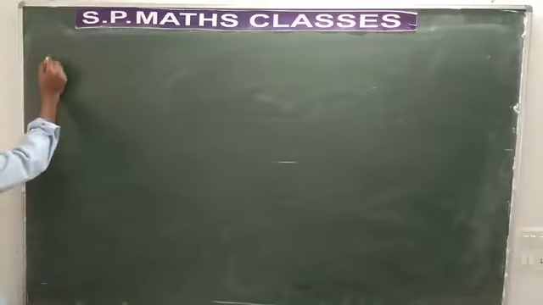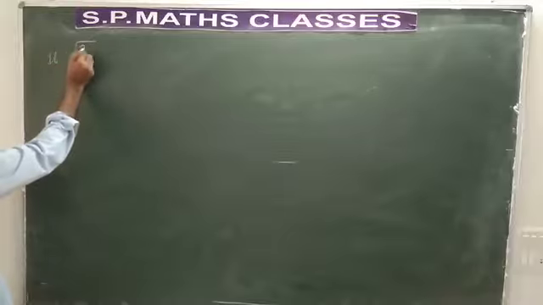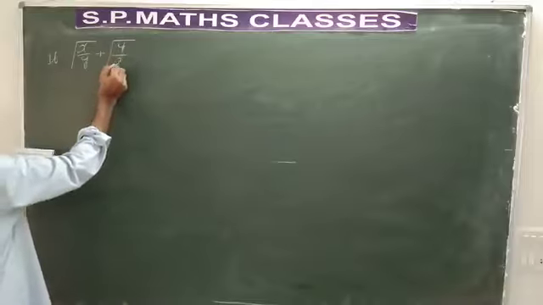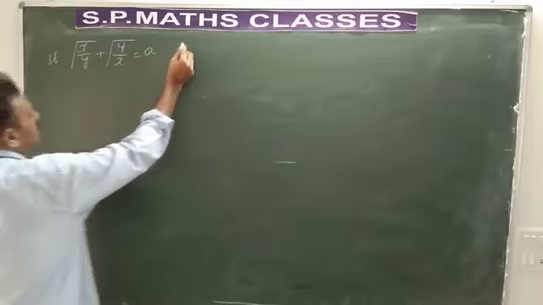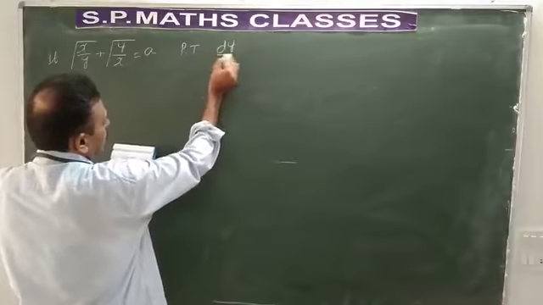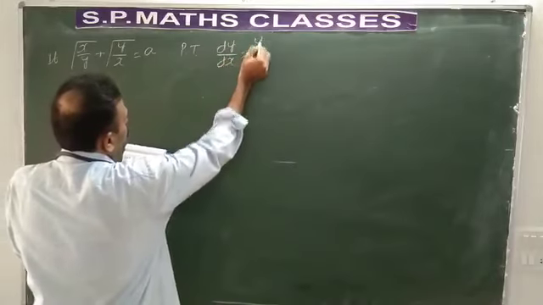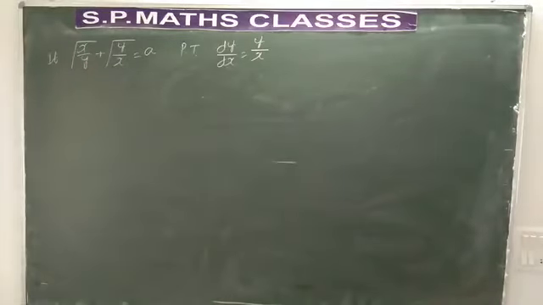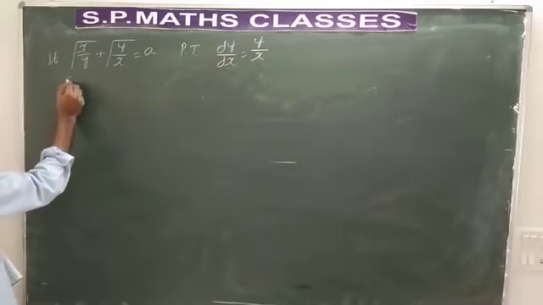It's given, if root of x by y plus root of y by x is equal to a, prove that dy by dx is equal to y by x. This is what is required to prove: dy by dx is equal to y by x. So this is the question given.